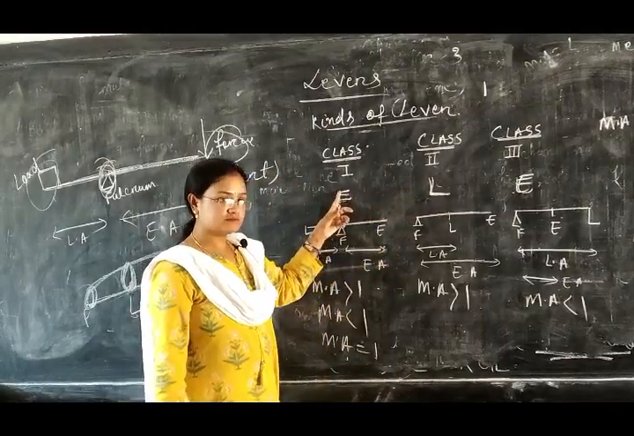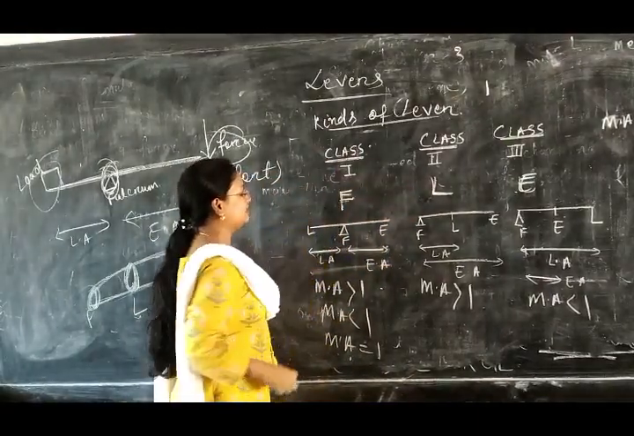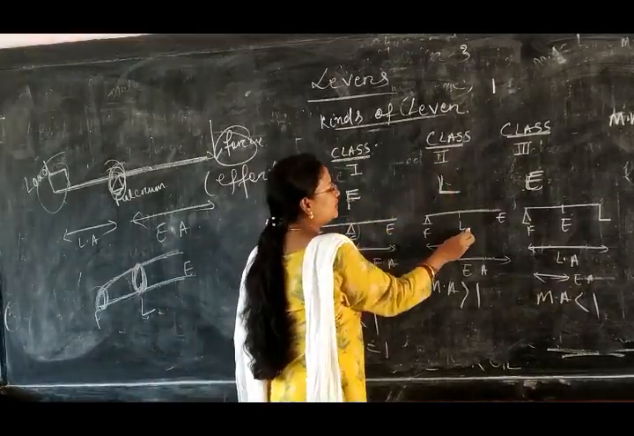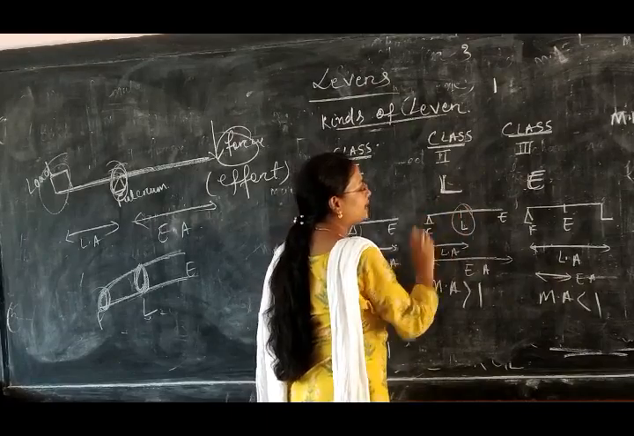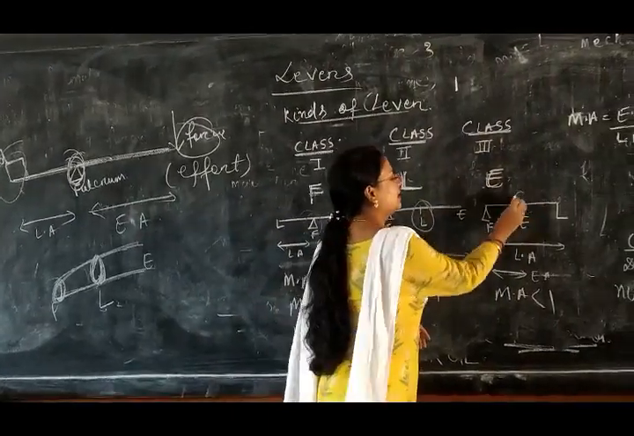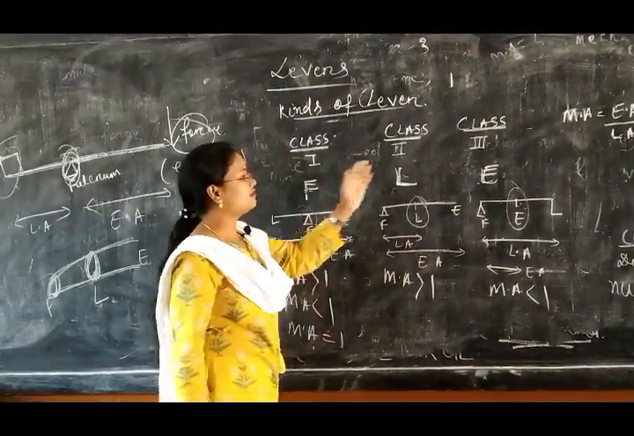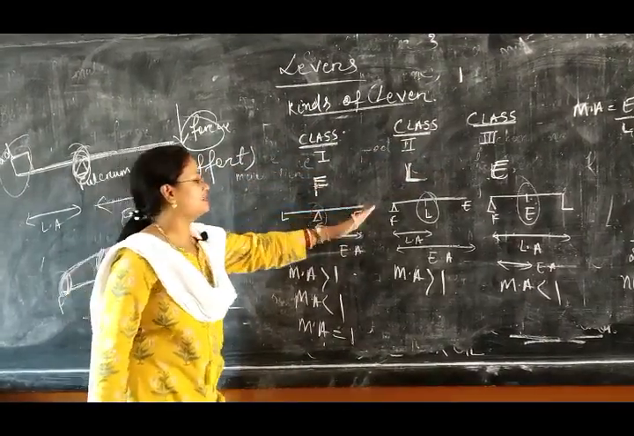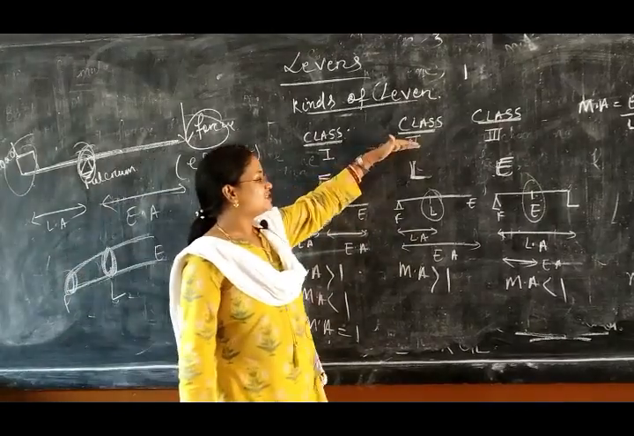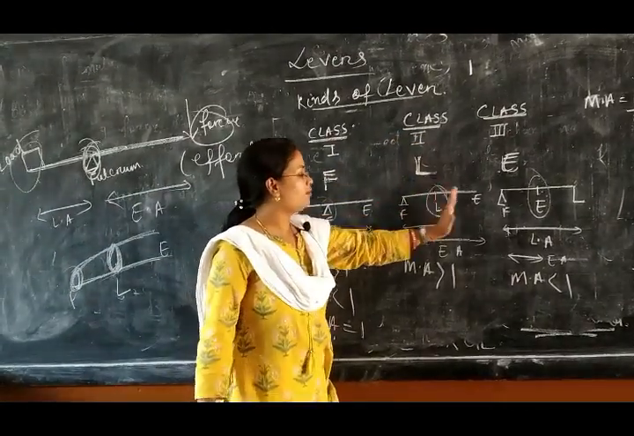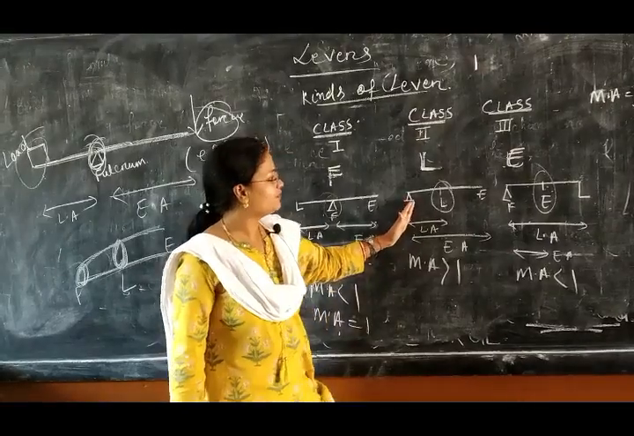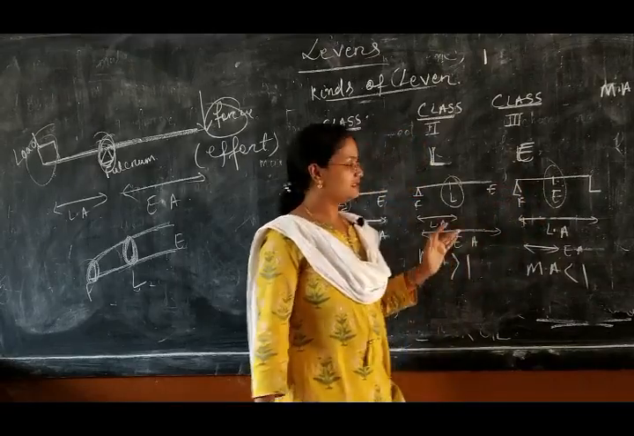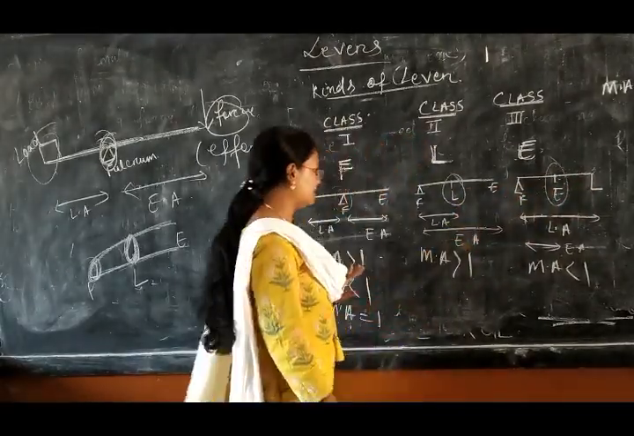For a class 1 lever, the fulcrum is in the middle point. For a class 2 lever, the load is in the middle point. For a class 3 lever, the effort is in the middle point. This is FLE. So in class 1, the fulcrum is in the middle, with effort on one side and load on the other. In class 2, the load is in the middle, with effort on one side and fulcrum on the other. In class 3, the effort is in the middle position, with load in this direction and fulcrum in this direction.